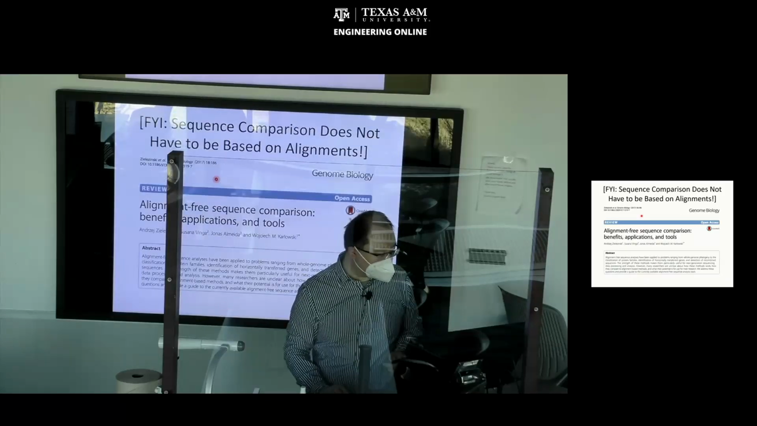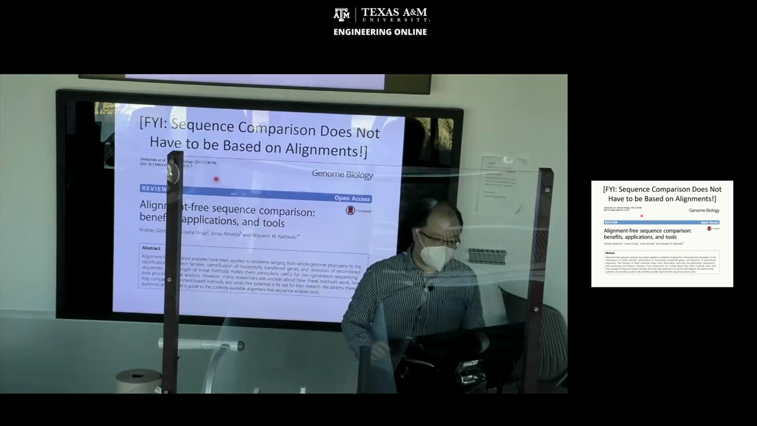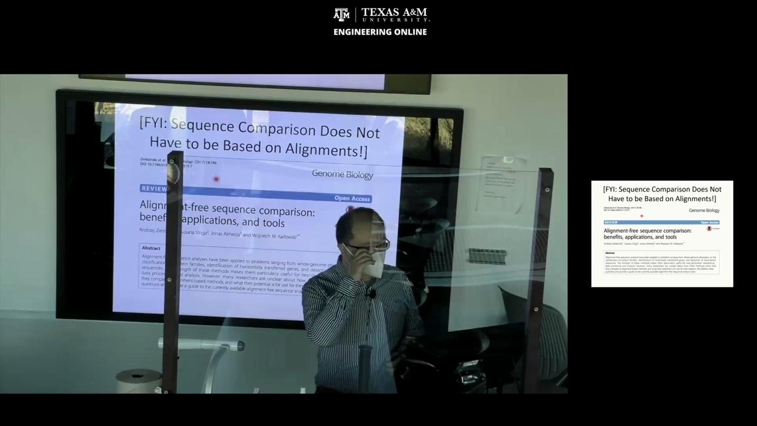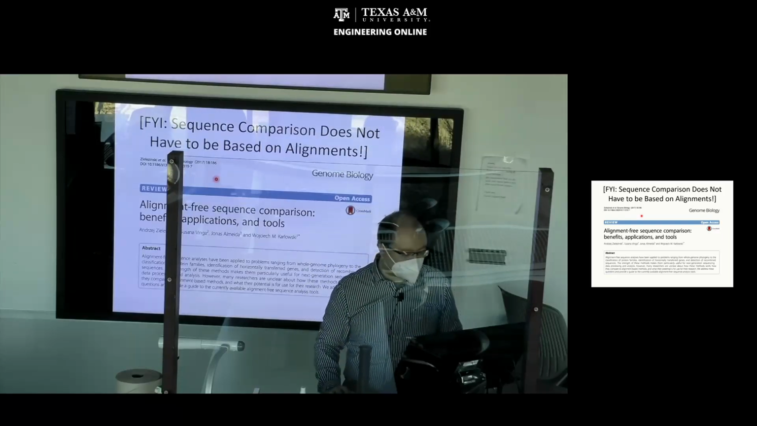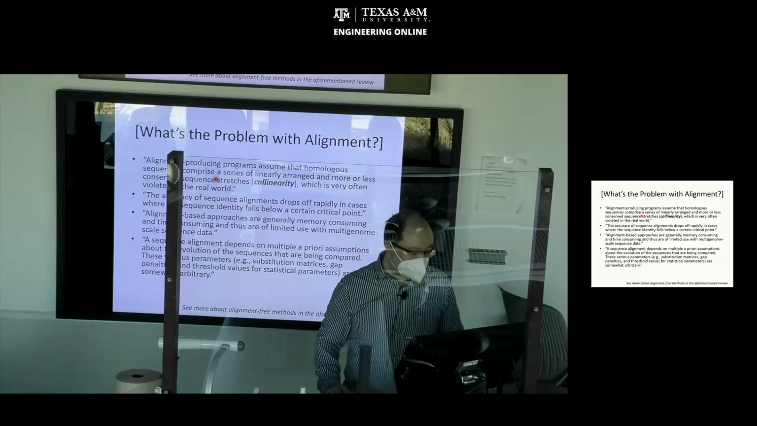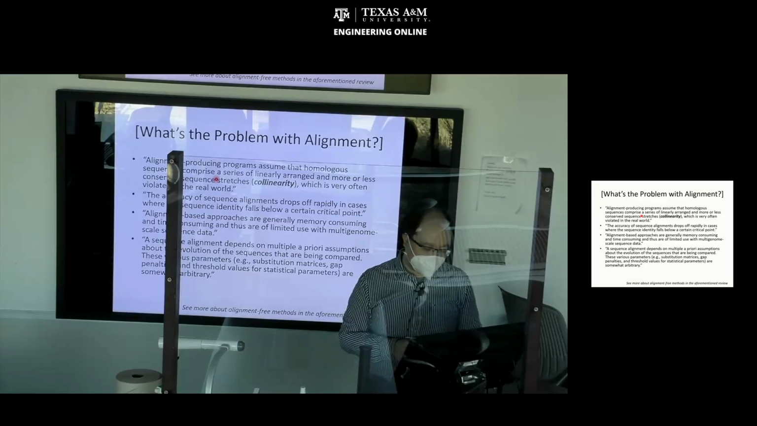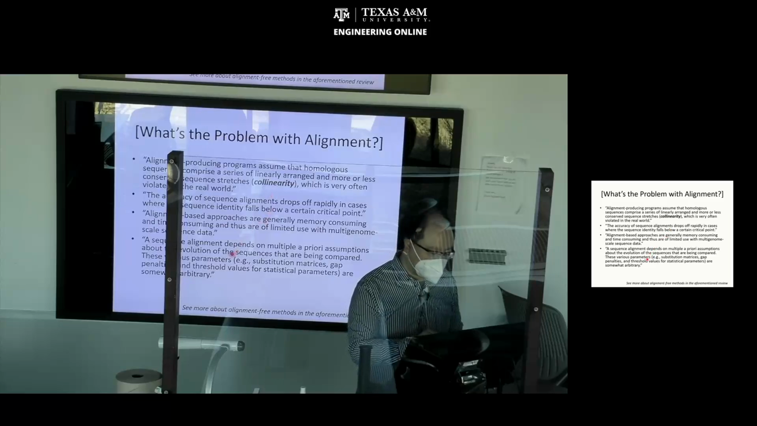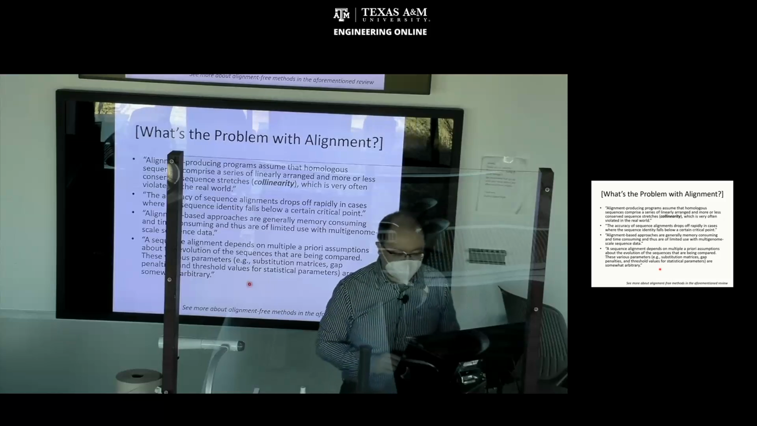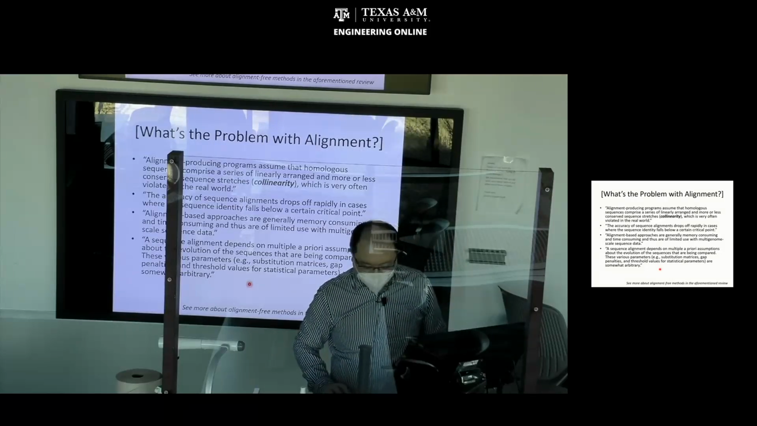So if you're interested, the sequence comparison does not always have to be based on alignments. There are alignment-free methods if you're interested in them. And sometimes you may desire to do that without alignment, and the reasons for doing that without alignment are listed here. So if you're interested, I list this in the slides for completeness.